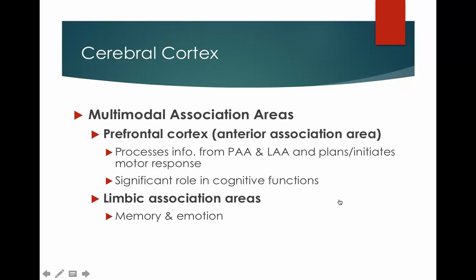And then the limbic association area is just that. It's the emotional side of things, and it plays a big role in the memory piece. A lot of times the motor responses that are elicited are done so based on how we've responded in the past to particular events. So that whole idea of motor memory, of emotional memory, the limbic association area plays a big role in that. And this is, again, just talking about the cerebral cortex. It's not talking about the limbic system as a whole, which spans across the entire brain.